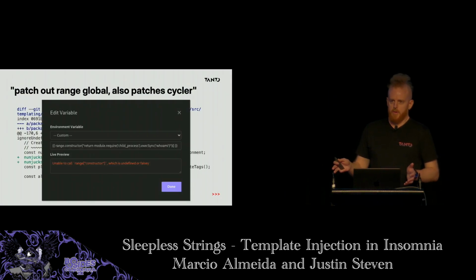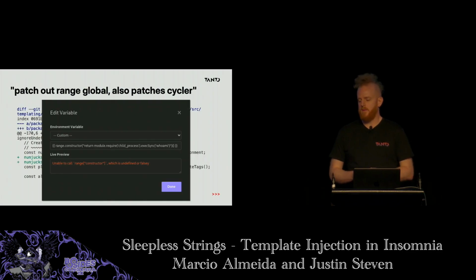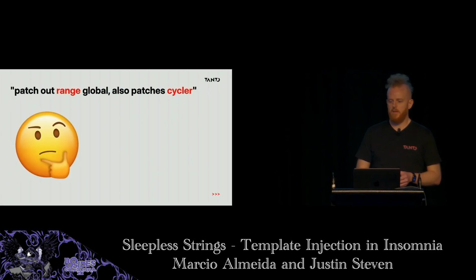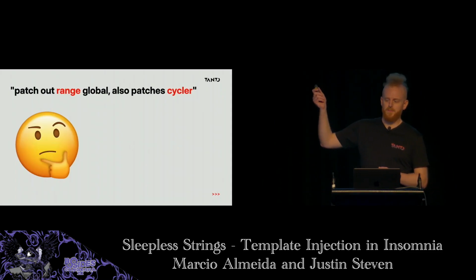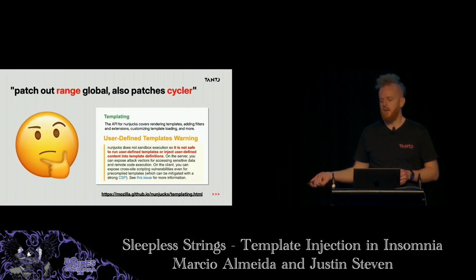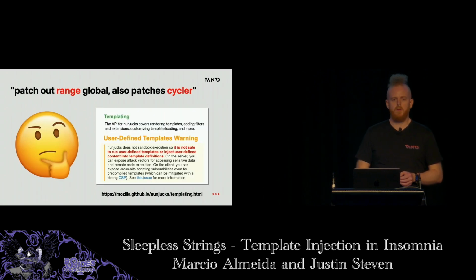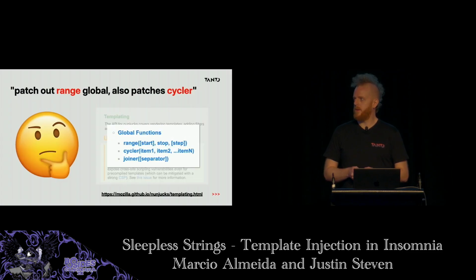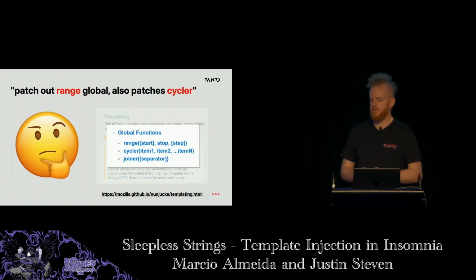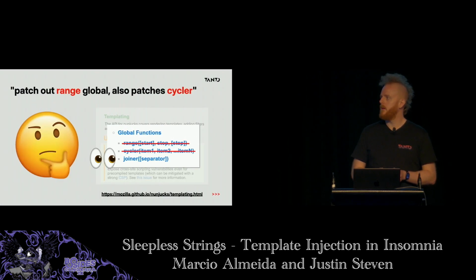So our payload had broken, and we were getting yelled at with an error message saying that range constructor is undefined or falsy. This rang a bell for us. Range and cycler rang a bell. Because remember this warning that Marcio talked about in the Nunjucks documentation? Elsewhere on that page, it talked about 3 global functions inside Nunjucks, range, cycler, and joiner. With 2 of them booted out, would the last one work?